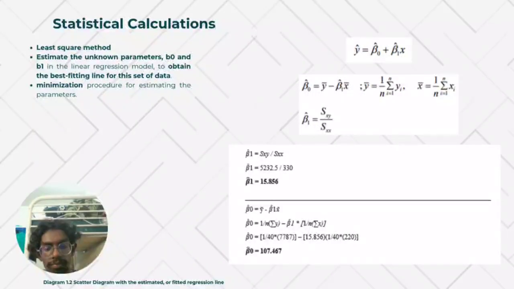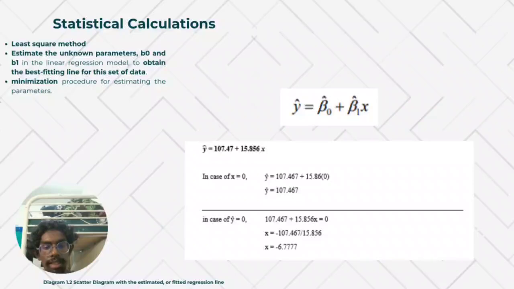Since we have the values of beta null and beta 1, we can simply replace them into the linear regression model. The value of beta null was 107.47 and the value of beta 1 was 15.856. So, our linear regression model becomes y equals 107.47 plus 15.856x.